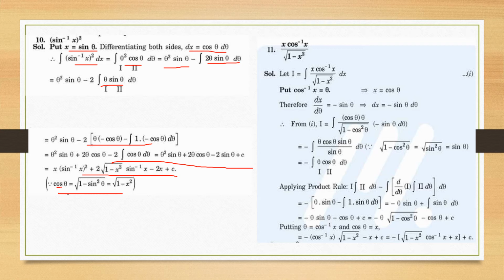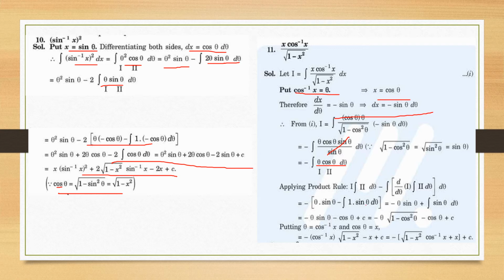Number 11 is x cos inverse x upon root 1 minus x square. So again put cos inverse x as theta, x is cos theta, dx is minus sin theta d theta. The question changes to, you can see, sin theta will get cancelled after changing, and it is just theta cos theta. So by parts you will integrate. Just be careful with this negative sign, take it outside. So theta, integral of cos is sin, minus d theta of theta is 1, and then sin theta d theta. Again open it up, right?